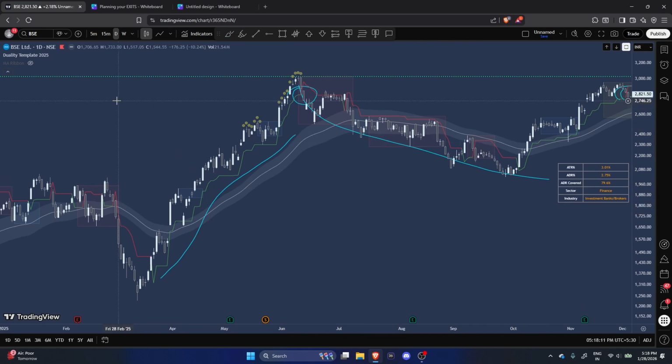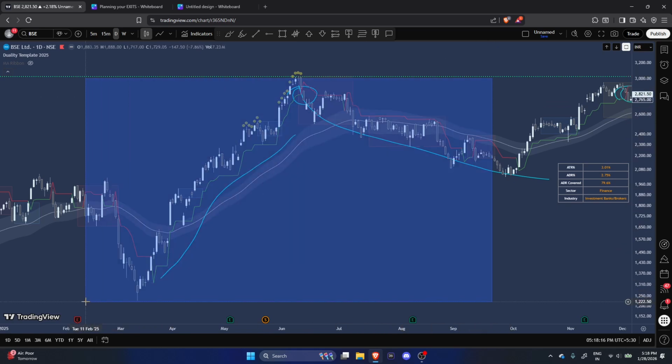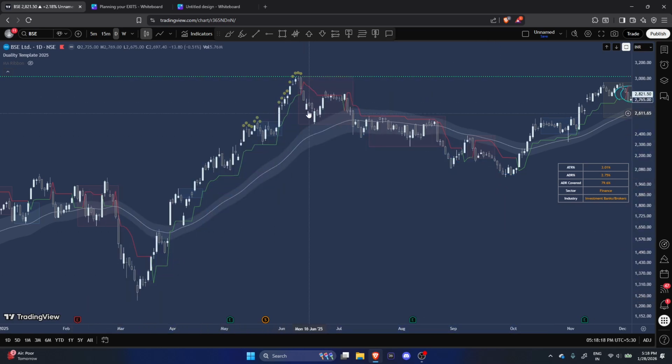So yeah, my advice would be to focus on the buying climaxes, price breaking your demand zones, breaking your EMAs, breaking your trailing stop losses.